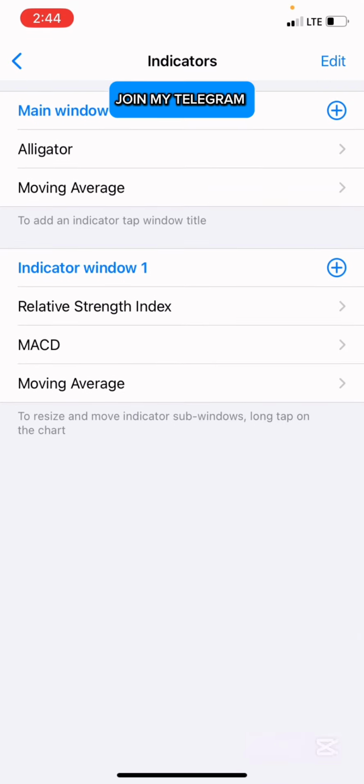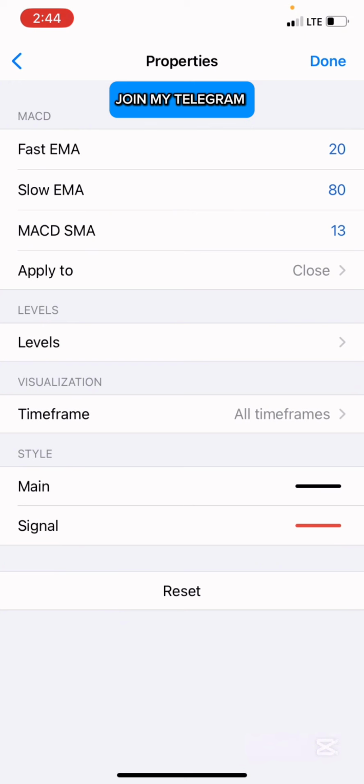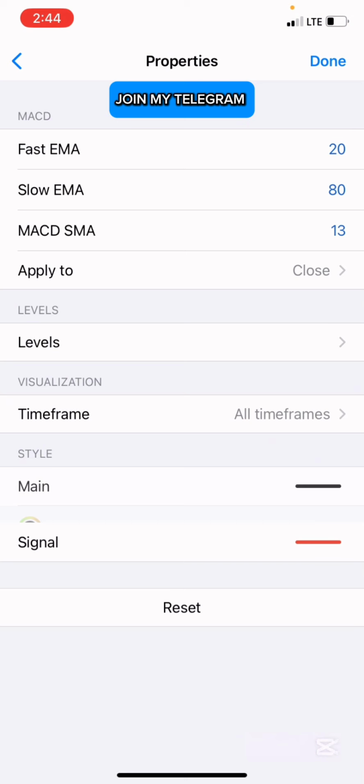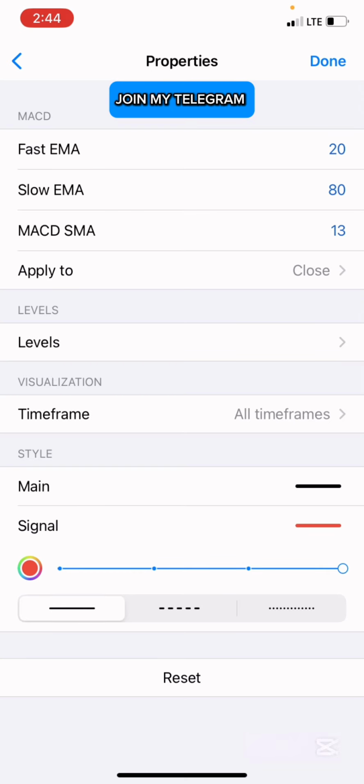All right, then the MACD indicator. Remember that every indicator we're using for this strategy is very important for us to be able to get an accurate signal. We'll put on the MACD below the relative strength index, fast EMA 20, slow EMA 80, MACD SMA 13. You apply to close. For the time frame, you put that on all time frames. The style, you put that on 4 pixels with color black. For the main signal, you put that on red on 4 pixels, right? With this first red line, you click on done.